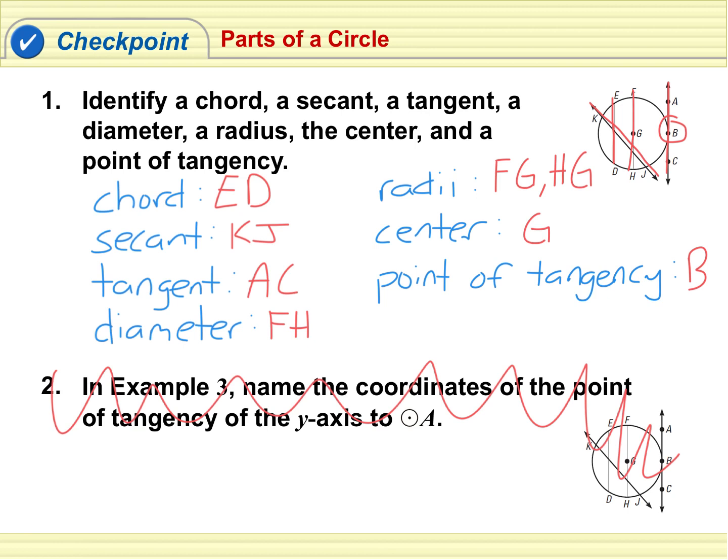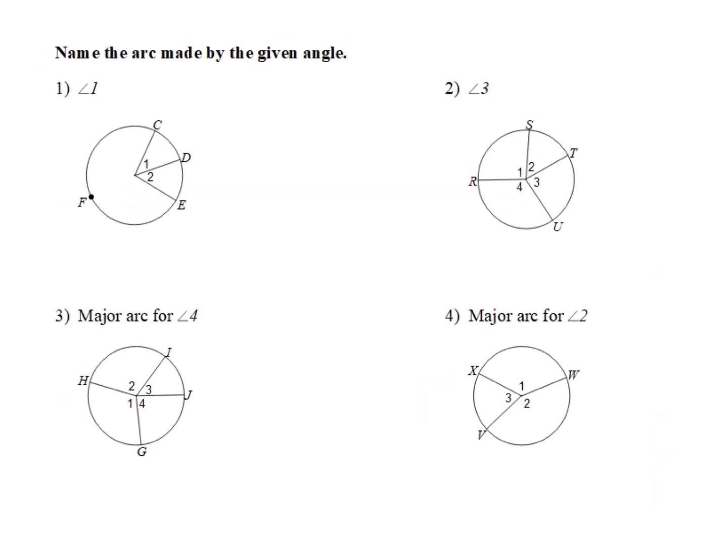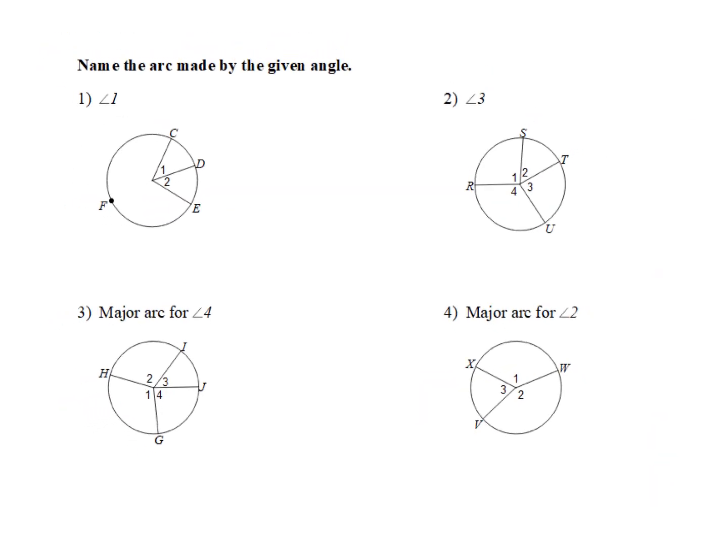Okay, we got 2 more concepts to talk about, and it's our arcs. Remember back when we were talking about triangles and we were comparing their angles to their specific sides, what they matched? This is kind of the same thing, but with circles. So if we're going from angle 1, what arc is created from angle 1? This arc right here creates our angle 1.